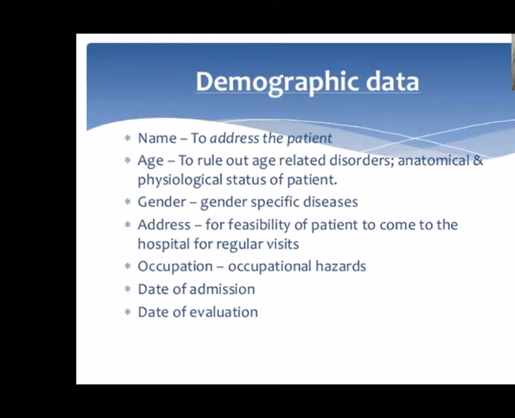Similarly, age of the patient, gender, and address. Again, as I mentioned to you, address is very important. Occupation, as far as chest is concerned, is very important. There are a lot of occupational lung diseases, so you should know what the occupation is.